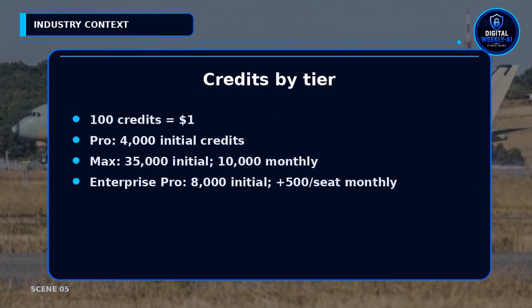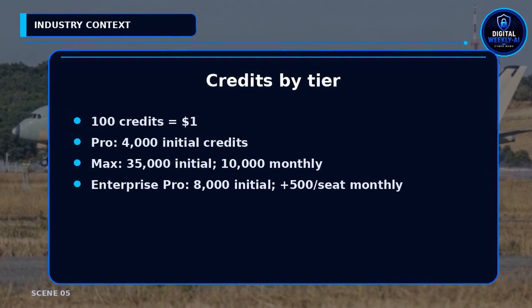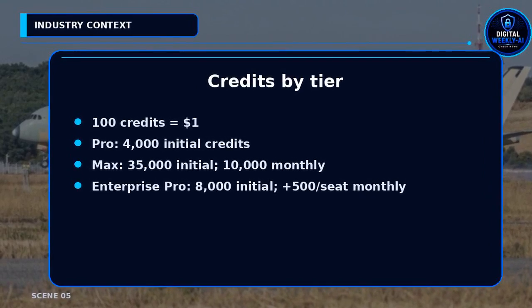Perplexity bills computer by credits. 100 credits equal $1. Pro users get 40 initial bonus credits. Max users get 35 initial and 10 renewing monthly. Enterprise Pro seats start with 80 and get 500 per seat monthly. Enterprise Max starts with 45 and 15 per seat monthly.